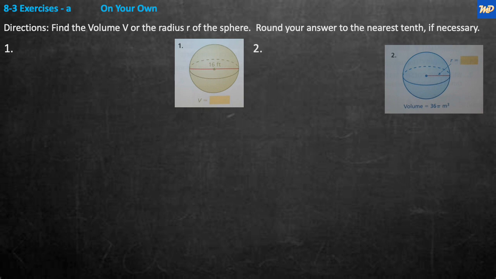Okay, exercise A. I have it written down here. This is on your own. They want you to solve these. And then when you come back, you're going to stop the video, hopefully. And then when we come back, we'll do them together. So I'll read the instructions. It says, find the volume V or the radius R of the sphere. We have 2 different balls here. Round your answer to the nearest tenth, if necessary. So if it's hard to read, it's 16 feet across the one sphere, and the other one you're looking for R. The one that you're looking for the radius is 36 pi meters cubed, it says. So go from there. When you come back, we'll move on and try them together.